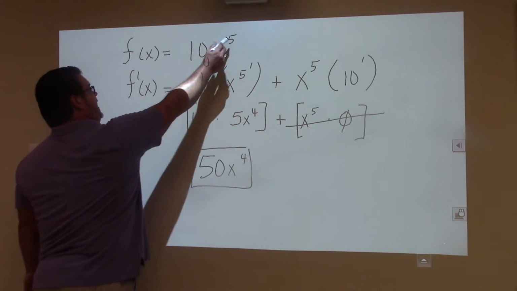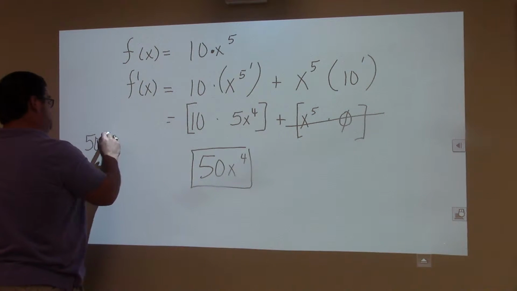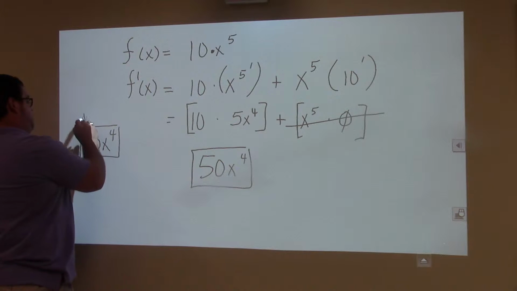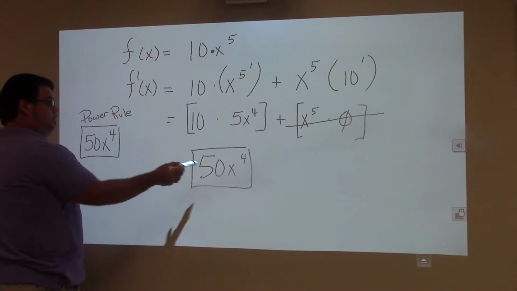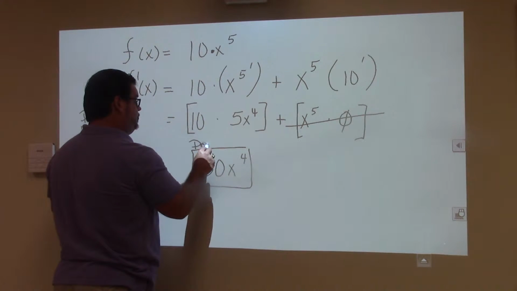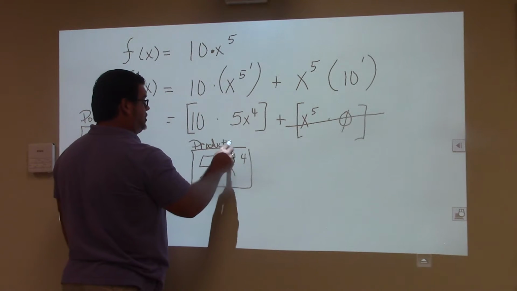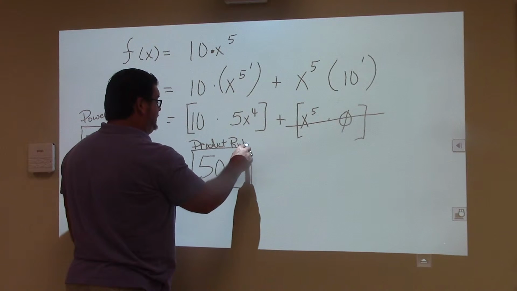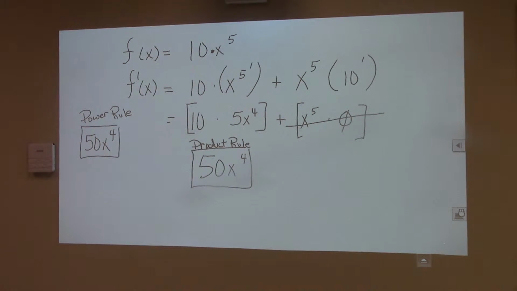Now, what's 5 times 10? And what's 5 minus 1? So by the power rule, you can check to see if the product rule gives you the same answer. Now, do I do this because I want you to do extra work? No. I do it both ways so you can get practice with both ways. Something that you might want to try doing when you're doing your homework on notebook paper.